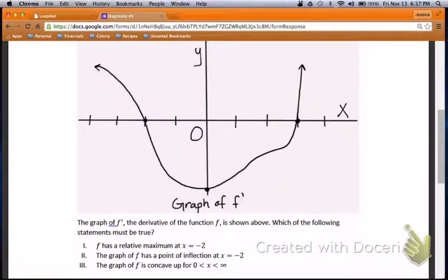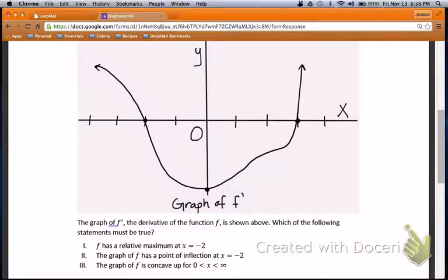Question number 3. We don't have room to put the answer choices on here, so we'll have to scroll down in just a minute. Essentially, this question is asking us, given the graph of f prime, so the graph of the first derivative shown above, which of the following statements must be true? Let's decide which of these are true, and then we'll look at which answer choice that is.